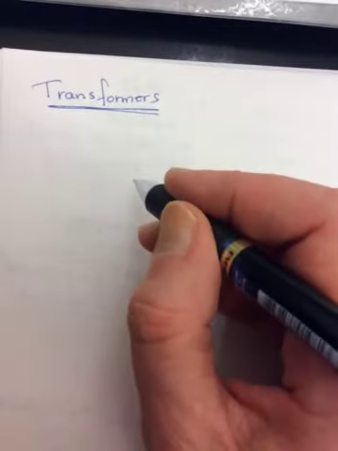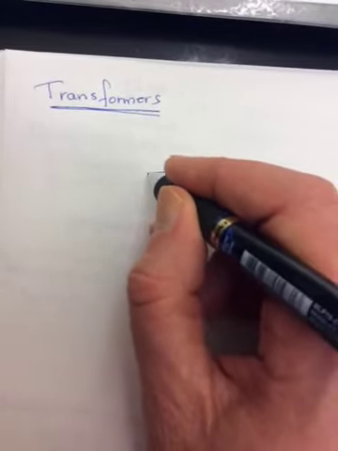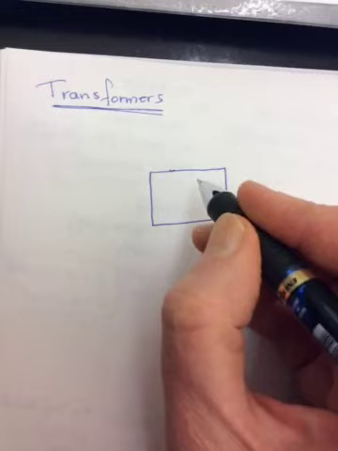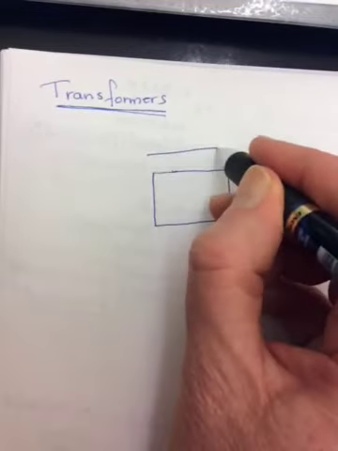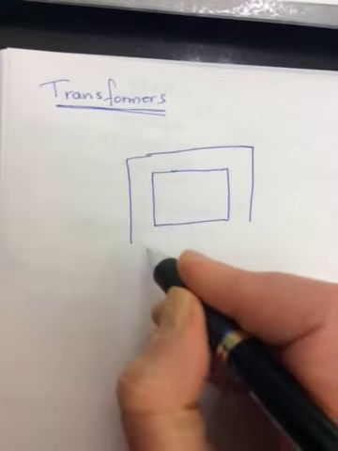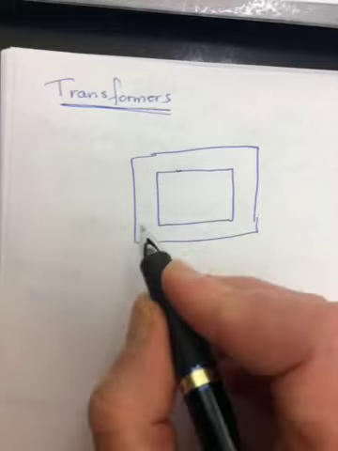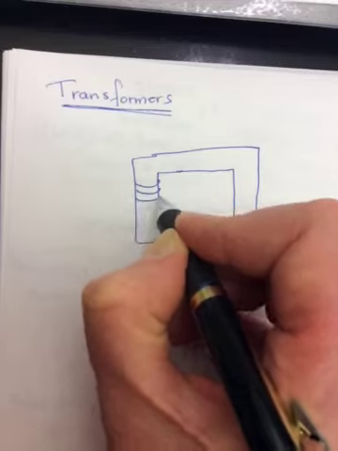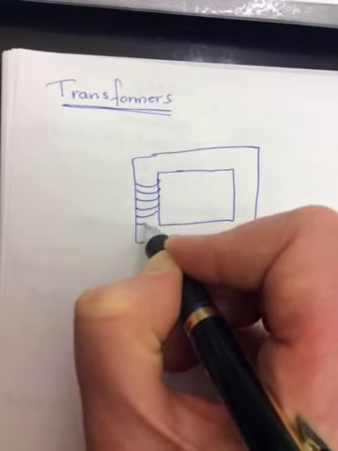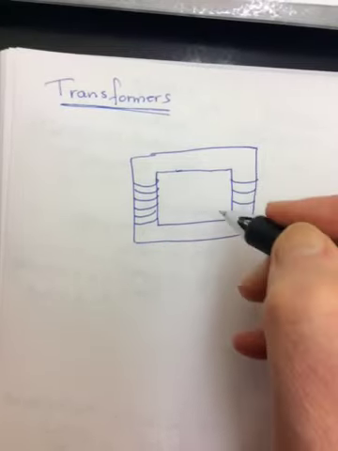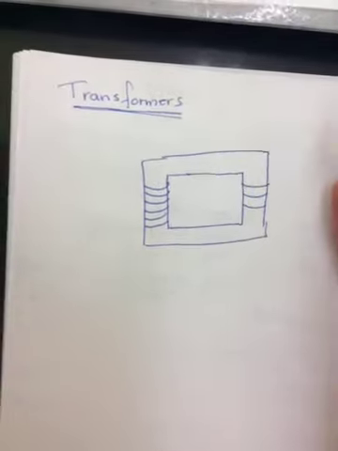So what is a transformer? Well, it has two coils that are insulated from each other, so like two coils of wire that are insulated from each other, but wrapped around the same iron core. So this is going to be my iron core that I'm drawing here. Okay? And so one coil of wire is wrapped here, and the other coil of wire is wrapped on the other side. Okay, so they're both wrapped around the same iron core. Iron cores, because remember, that'll increase the strength of the magnetic field.